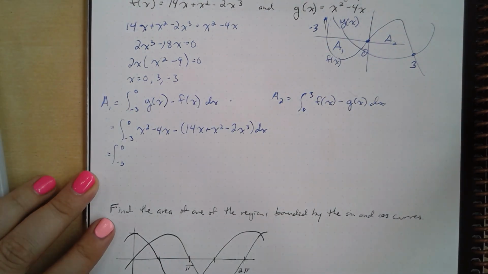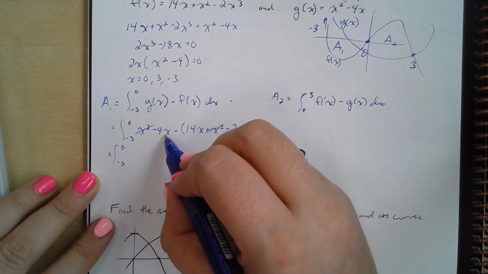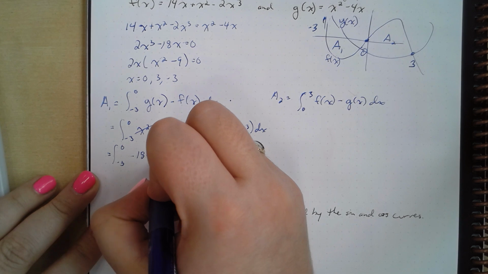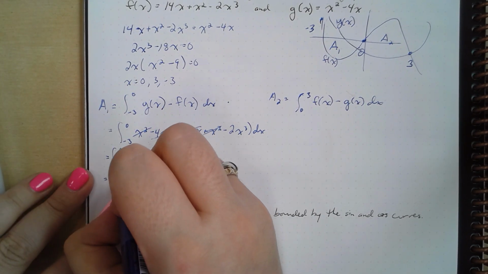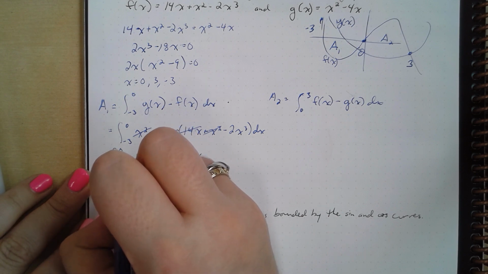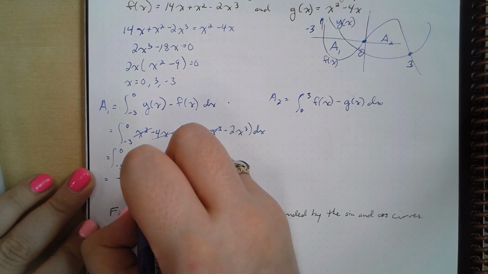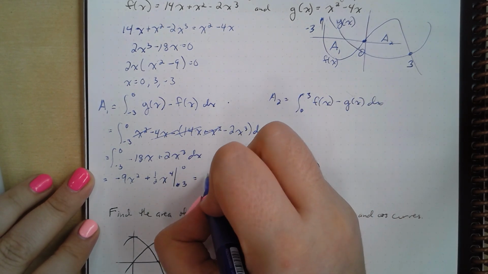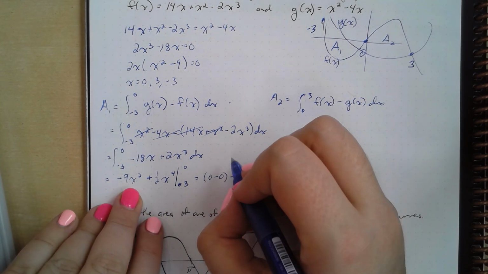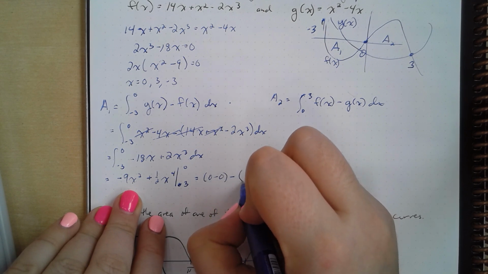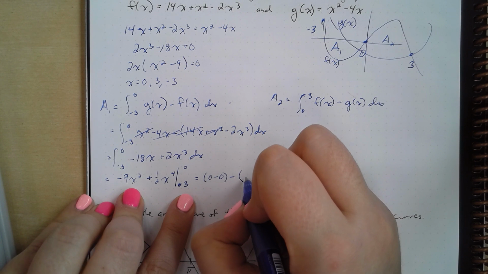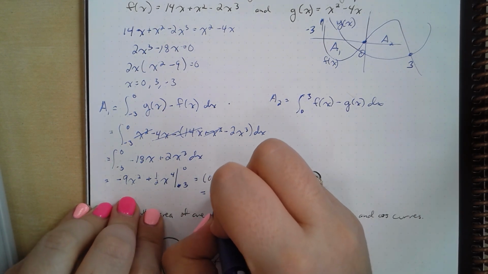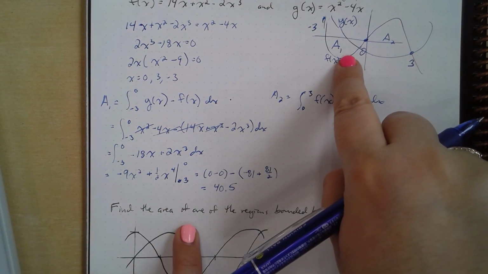If I were you, I would be speeding up through this part. These are going to cancel out. Negative 4 minus 14 is going to be negative 18x. Minus a negative is plus 2x cubed. So that will give me negative 9x squared plus 1/2 x to the 4th from negative 3 to 0. So that's going to be 0 minus 0 minus negative 9 times 9, which is a negative 81, plus 3 to the 4th is 81, so 81 halves. So that equals 40.5. Okay? So that's the area of our first section there.